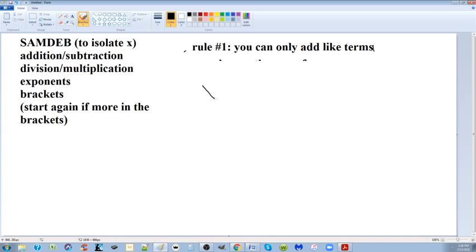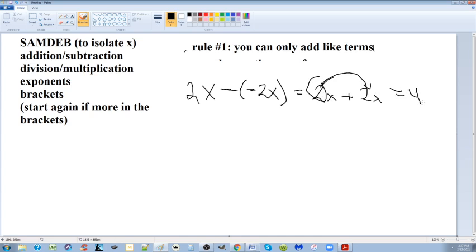That means if I have an x subtracting a negative x, and let's use real numbers instead of just x. If I have 2 apples and I'm subtracting negative 2 apples, it follows the same rule. I am subtracting a negative. That is the same as 2x plus 2x. I have 2 apples. Are they like terms? Yep, they're both apples. I have 2 apples plus 2 apples. It is 4 apples.